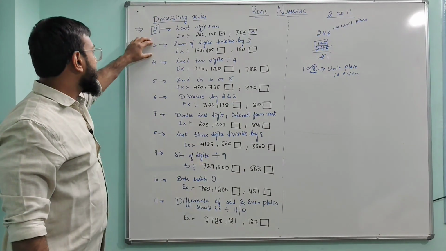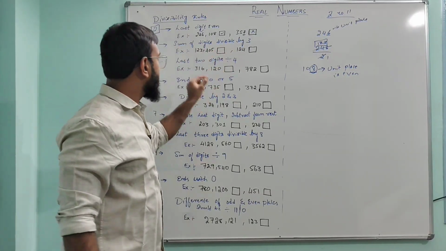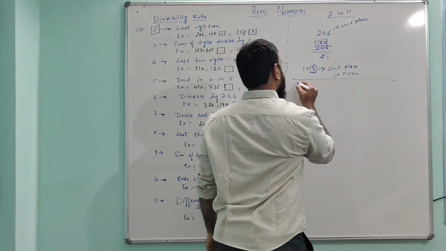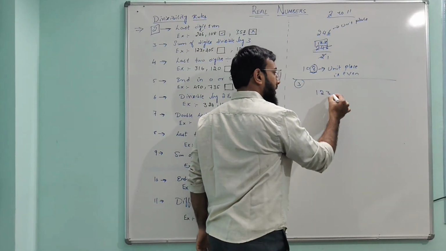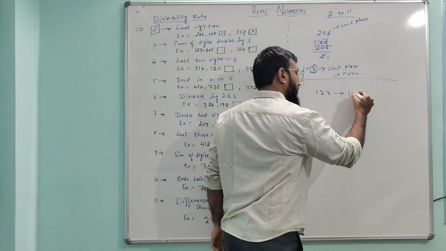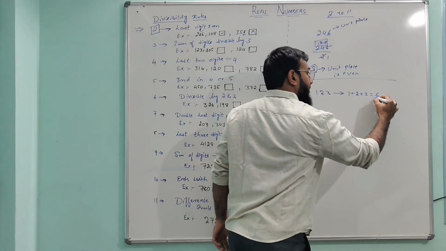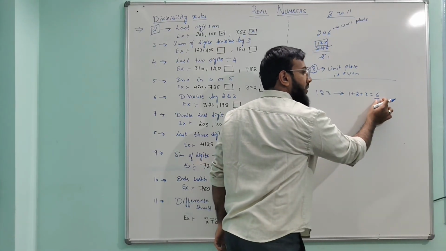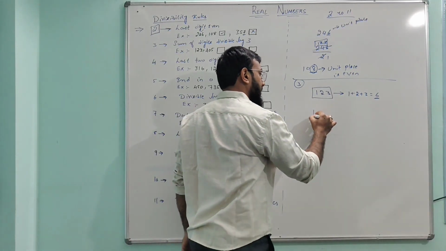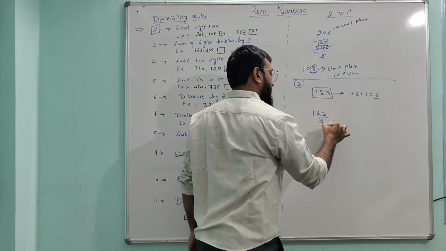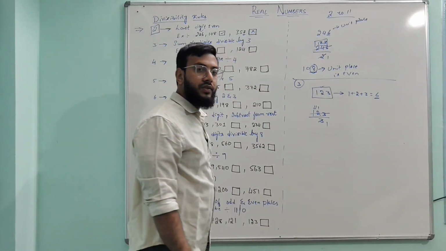Next we'll come to 3. Sum of digits divisible by 3. Take an example, 123, sum of the digits. 1 plus 2 plus 3. 1 plus 2 is 3, 3 plus 3 is 6. If this sum is divisible by 3, the whole number is divisible by 3. 123 divided by 3, if we check, 3 1s are 3, 3 4s are 12, 3 1s are 3. Hence, this number is divisible.